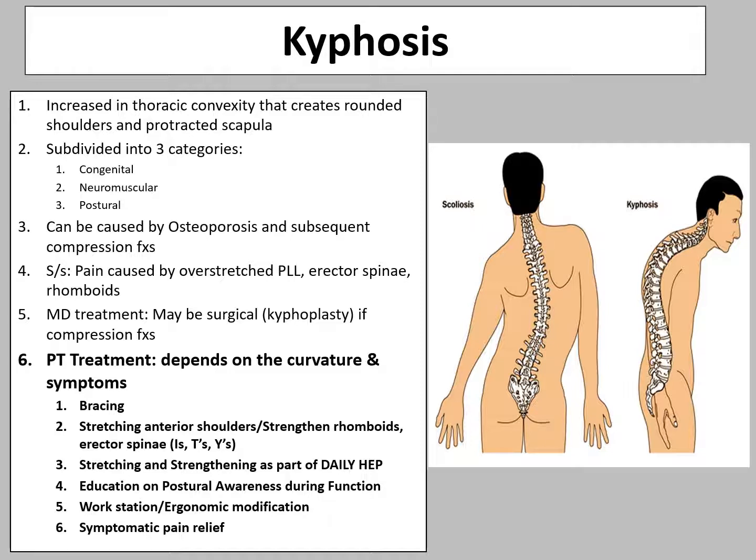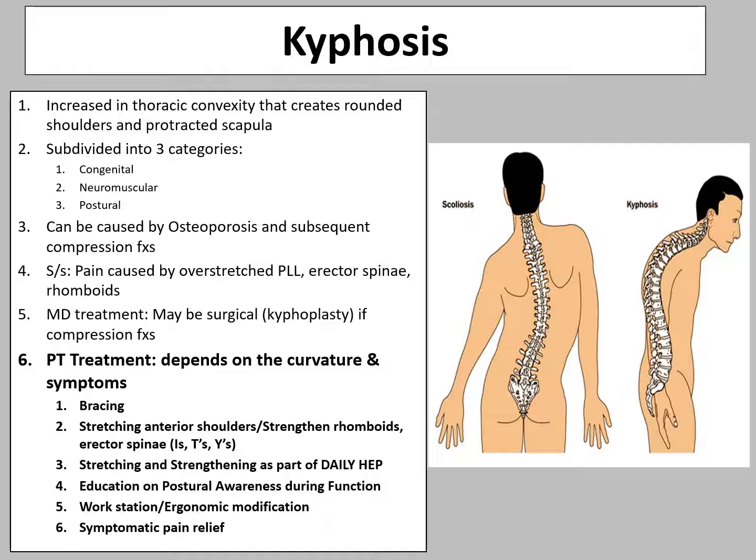These patients are going to have some pain, and you'll see too that they'll have some stretching of their posterior longitudinal ligament, their erector spinae muscle, as well as their rhomboids, since their scapula will be protracted. They can have a surgical intervention where they have a kyphoplasty if it is due to the compression fracture, so they can build up those vertebral bodies.